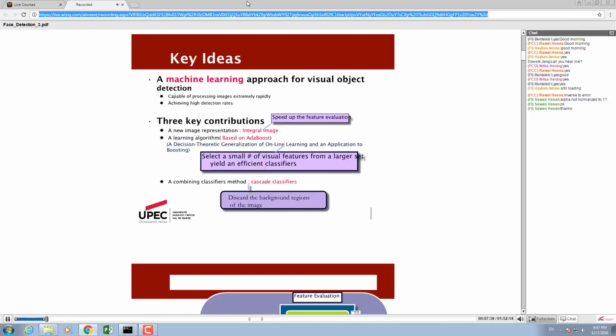Okay. So if you remember, the key ideas of this paper were three. First of all, it is using the integral image. This is a kind of new idea to calculate the Haar-like features very fast. That is one contribution, the main idea. And the second one is AdaBoost, a kind of modified version of AdaBoost. So the AdaBoost algorithm is selecting good features.